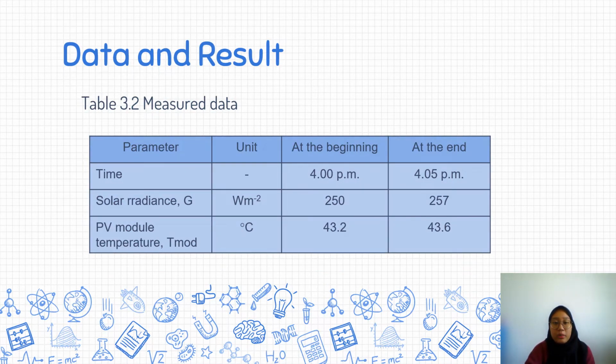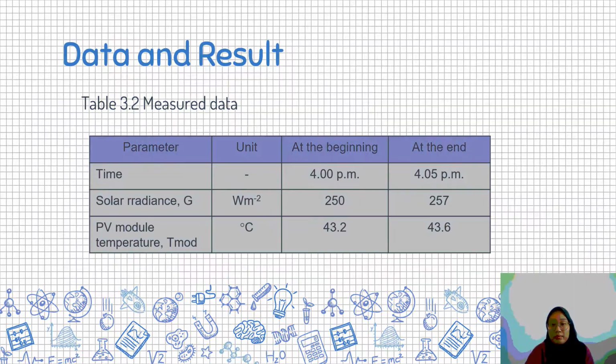Next is table 3.2, which is measured data. The parameters needed are time, solar irradiance, and PV module temperature. At the beginning of the experiment, at time of 4 p.m., the solar irradiance is 250 and the PV module temperature is 43.2. At the end of the experiment, which is at 4:05 p.m., the solar irradiance is 257 and the PV module temperature is 43.6.